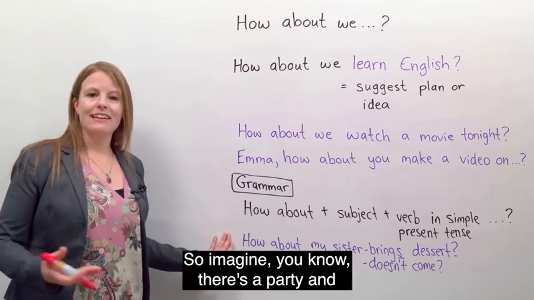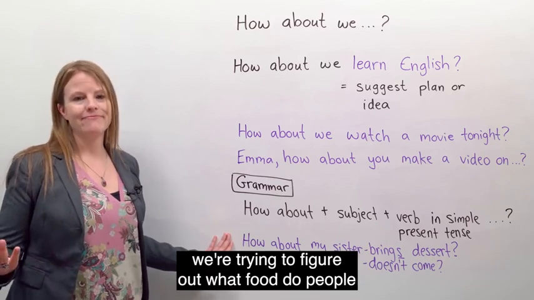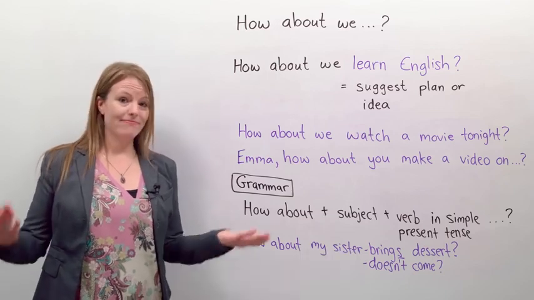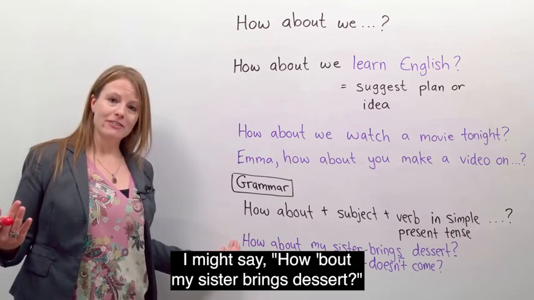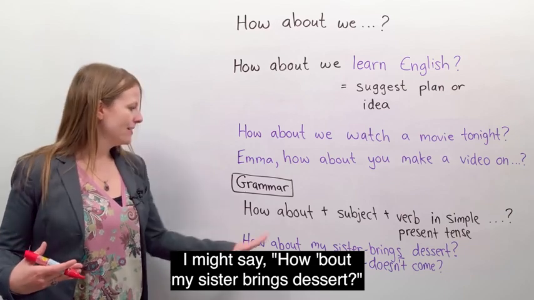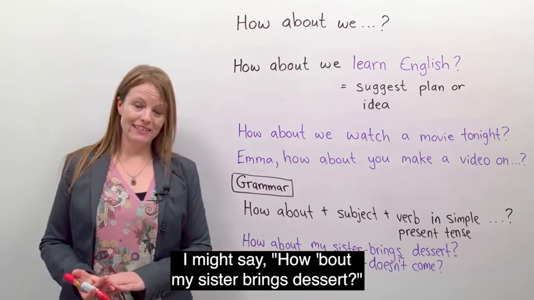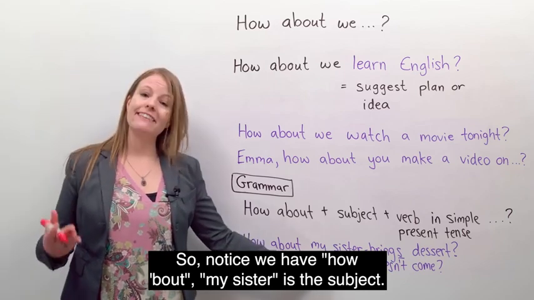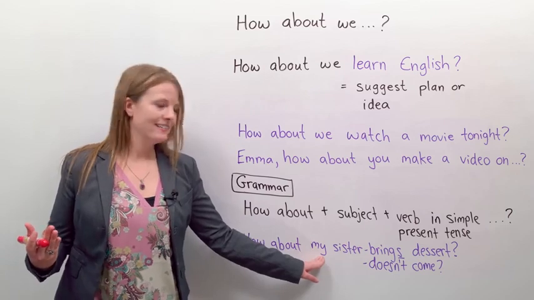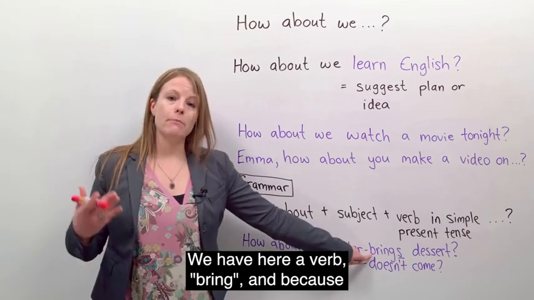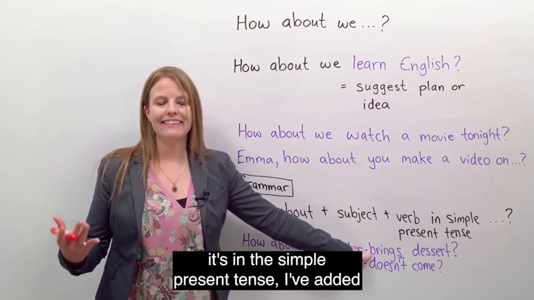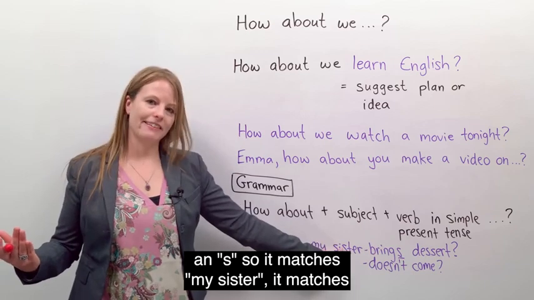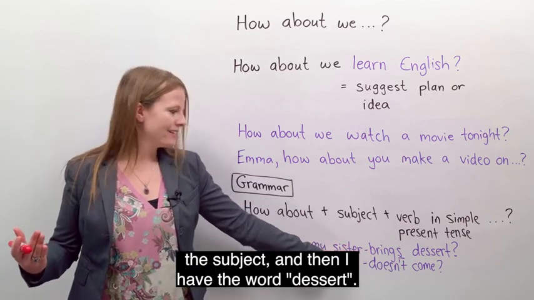So let's look at an example of this. Imagine there's a party and we're trying to figure out what food people bring. I might say, how about my sister brings dessert? So notice we have how about. My sister is the subject. We have here a verb, bring, and because it's in the simple present tense, I've added an S, so it matches my sister. It matches the subject.